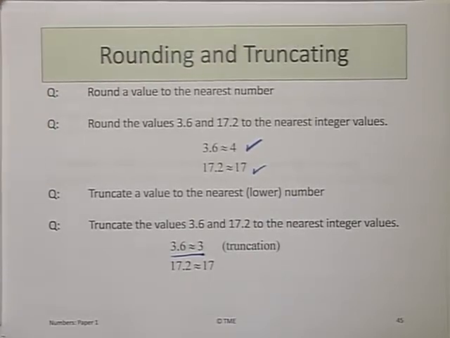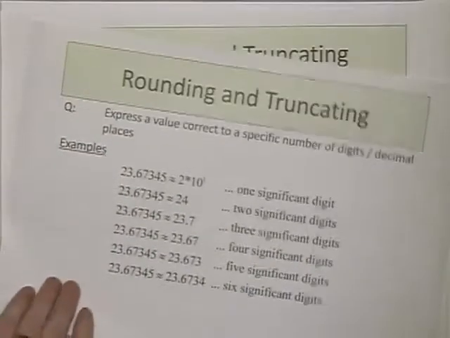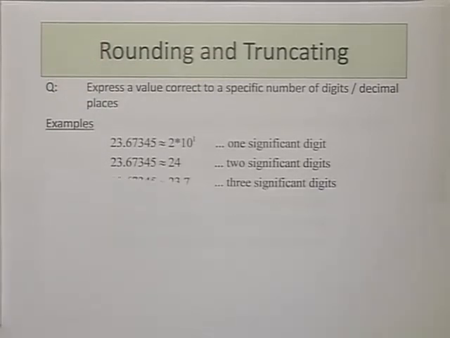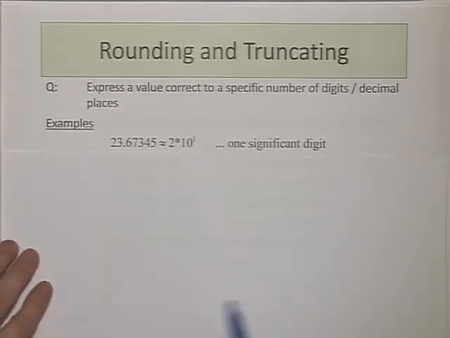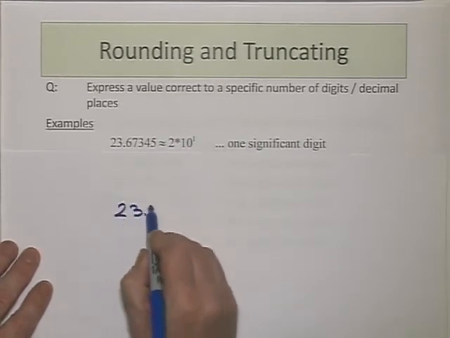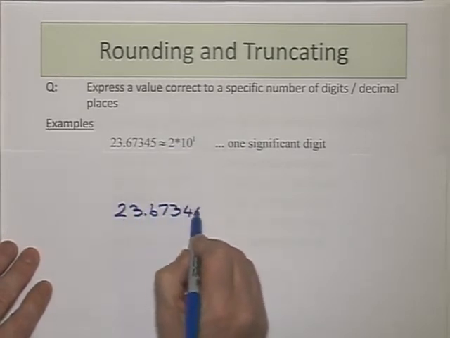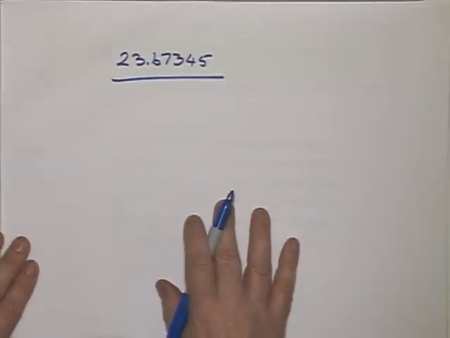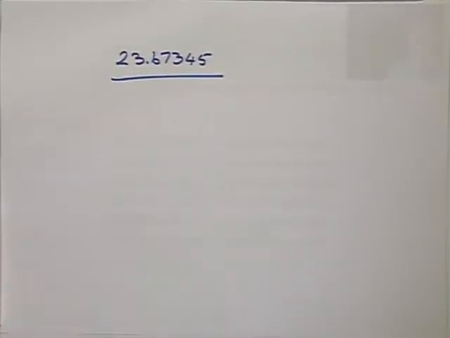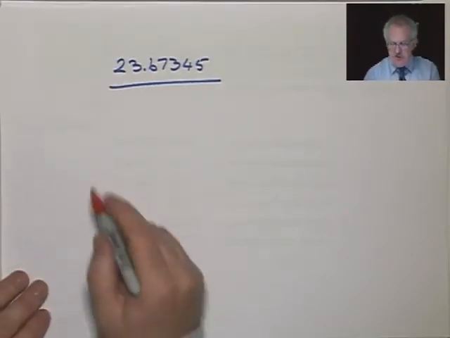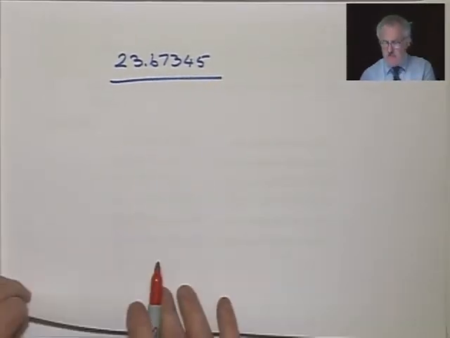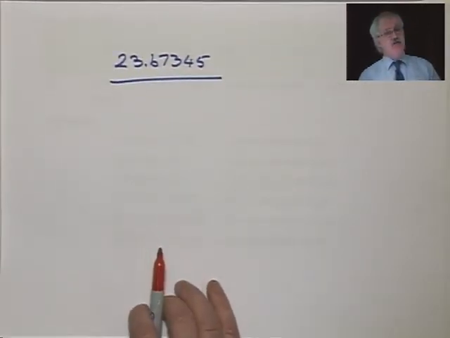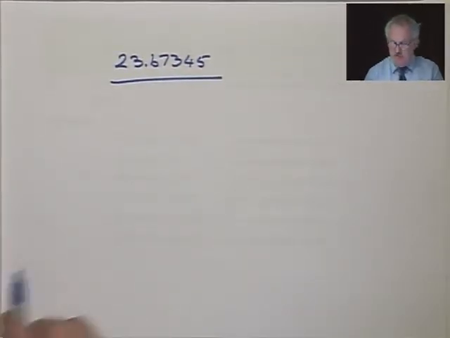So let's round and truncate here. And we say, let's round the correct value to the following numbers. So 23.67345. I'd like you to round that to each of the correct numbers. I want you to do it to 1 significant digit, 2 significant digits, 3 significant digits, or whatever.